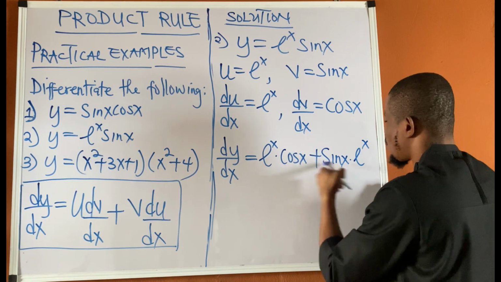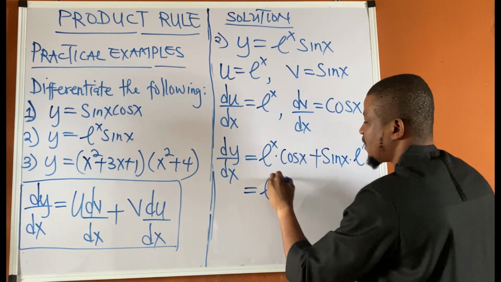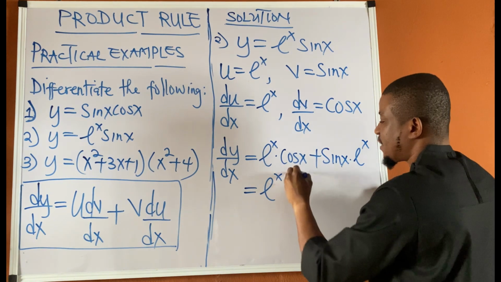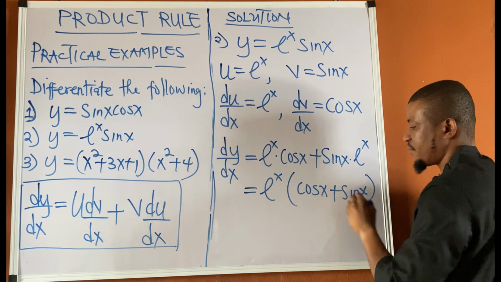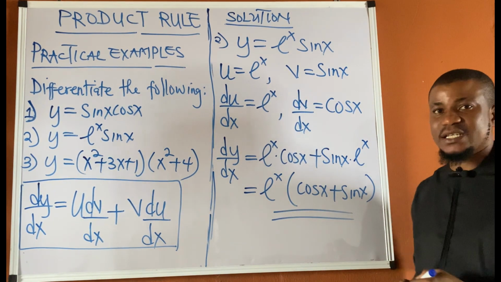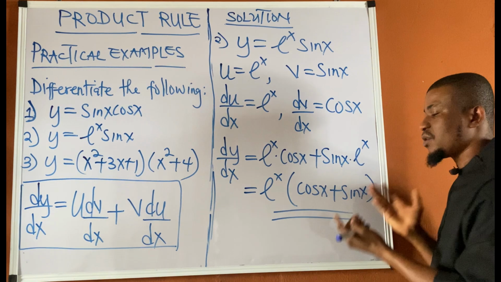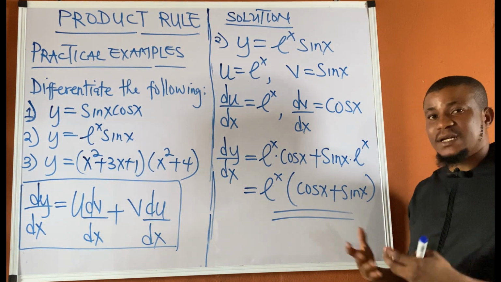But I can still factor out the common term. Let me factor what is common, exponential x. Then this is cos x plus sine x. This is my dy dx. If I keep it here, I'm still correct. If I simplify to this form, I'm still correct.